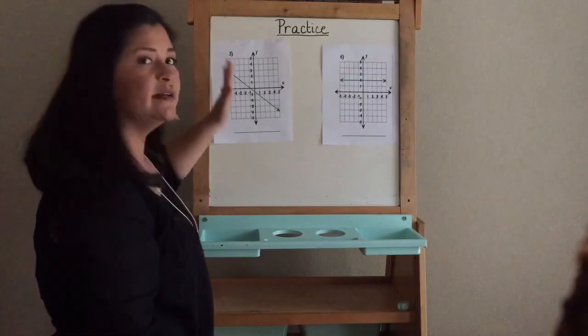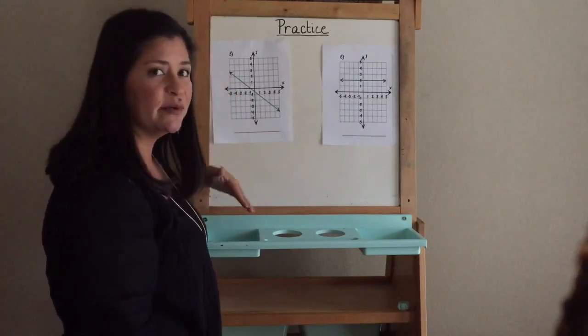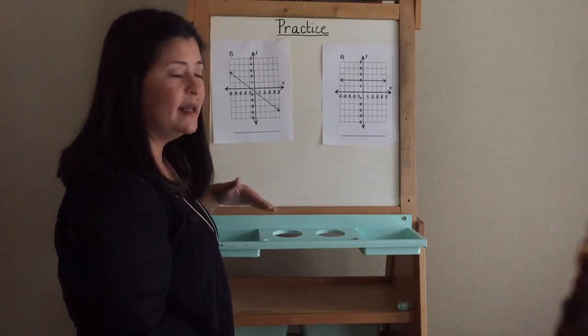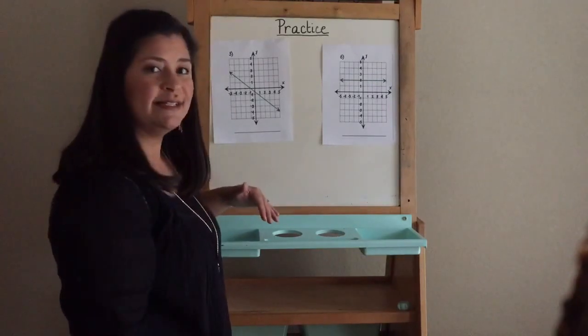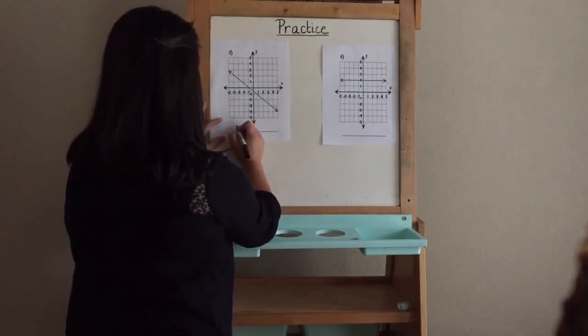Again, as we look from left to right, we see the slope is going downward, like a downhill skiing. So if we know that it is going downhill, we know that this is a negative slope.